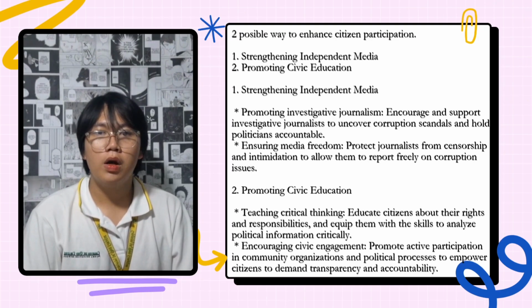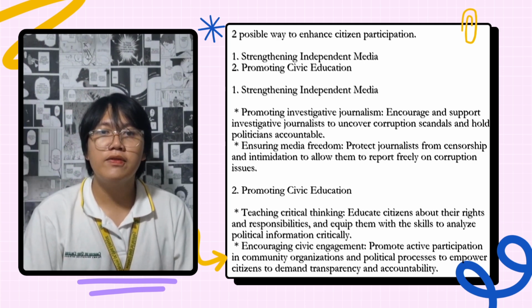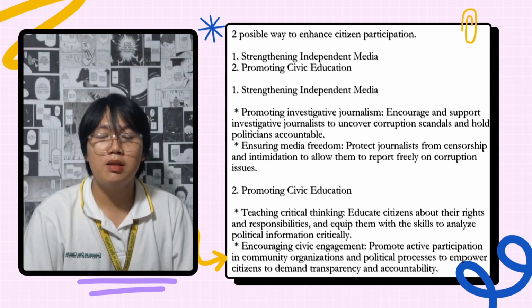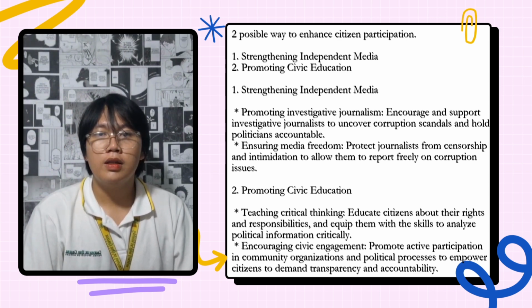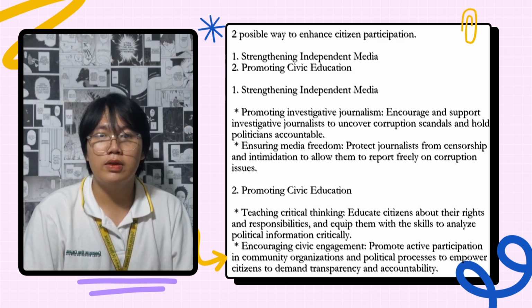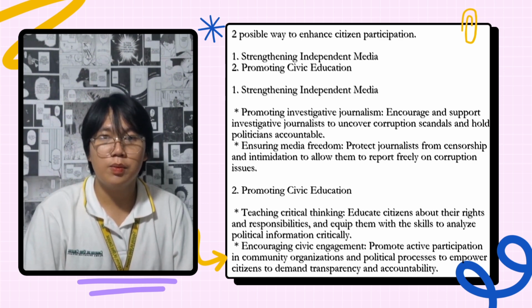Now let's move on to the next one, which is two possible ways to enhance citizen participation. What I have found for the two possible ways to enhance citizen participation is strengthening independent media. Under it, we have promoting investigative journalism. It means encouraging and supporting investigative journalists to uncover corruption scandals and hold politicians accountable. Second, ensuring media freedom. Protect journalists from censorship and intimidation to allow them to report freely on corruption issues.